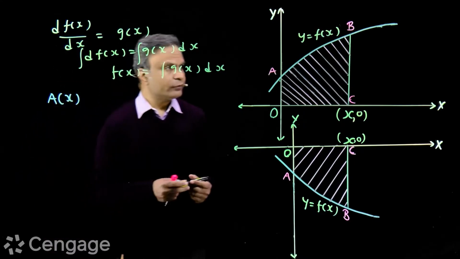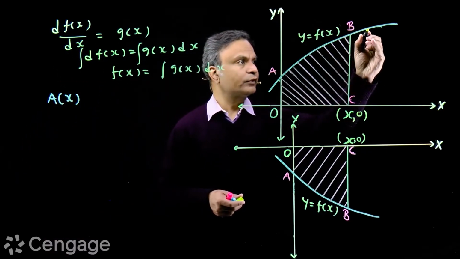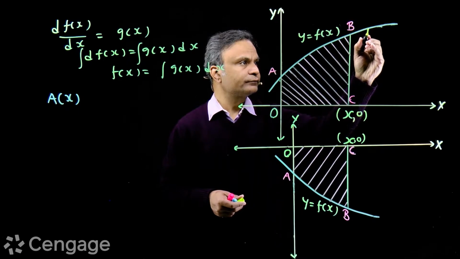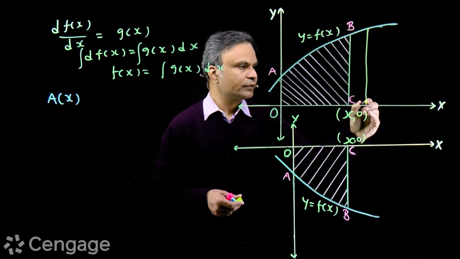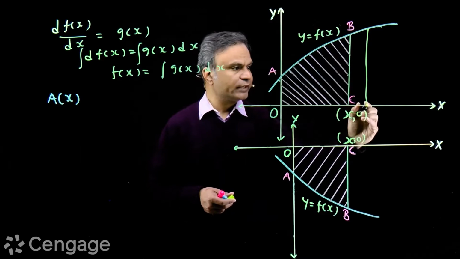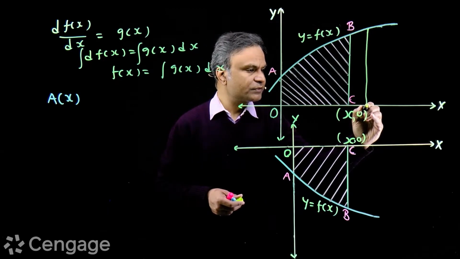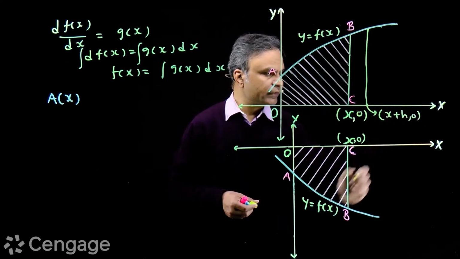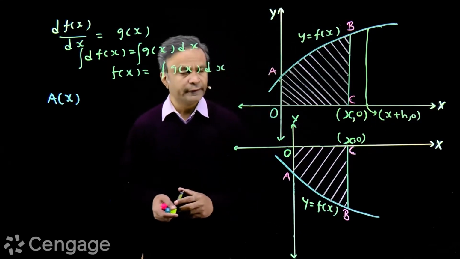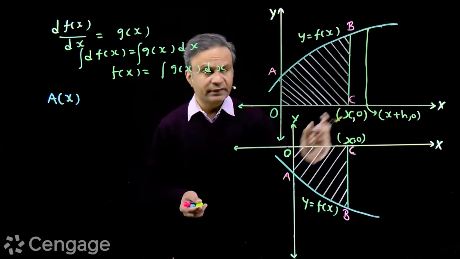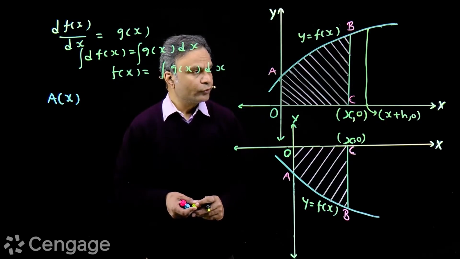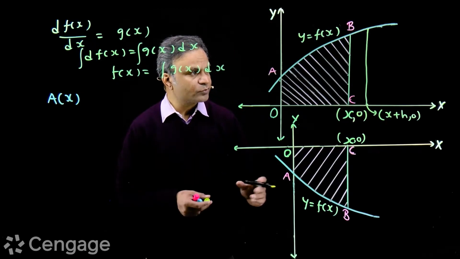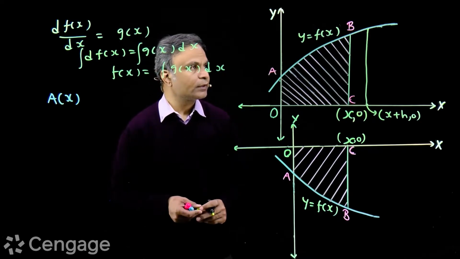Now what I do, I draw one vertical line at distance h from this line. So the abscissa of this point is x plus h. Coordinates are (x plus h, 0). This width is h. You want to keep h as small as possible.